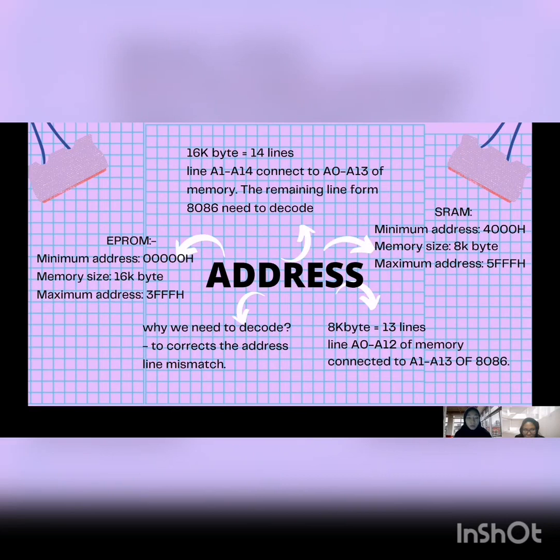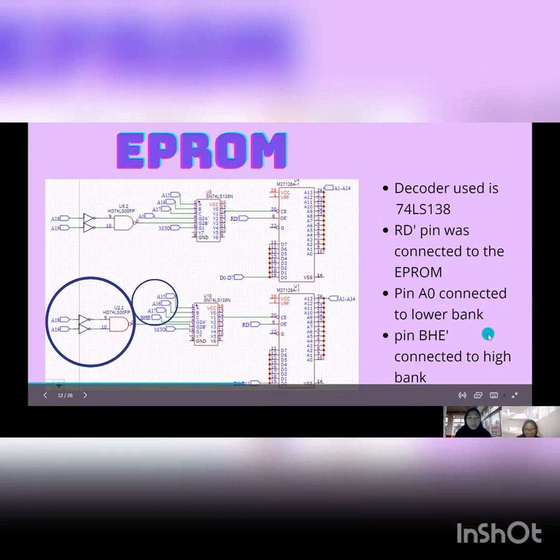Same as the EEPROM, the maximum address will be calculated using the same formula, and we get 5FFFH hexadecimal. The 8 kilobytes consists of 13 lines, so the lines A0 until A12 of the SRAM will be connected to the lines A1 until A13 of the 80X6. Now I'm going to explain about the EEPROM connection to the 80X6.